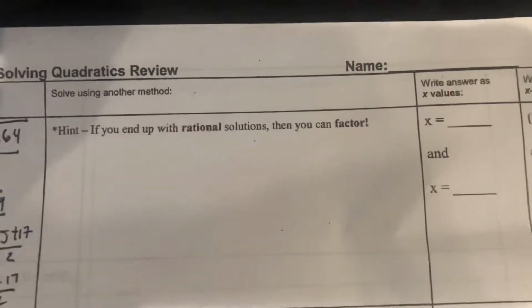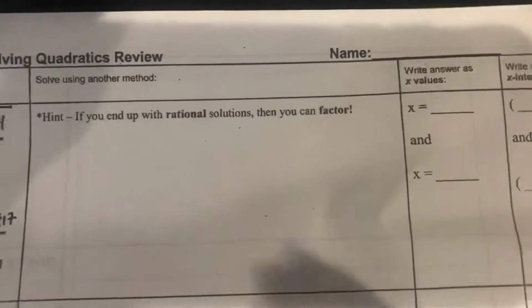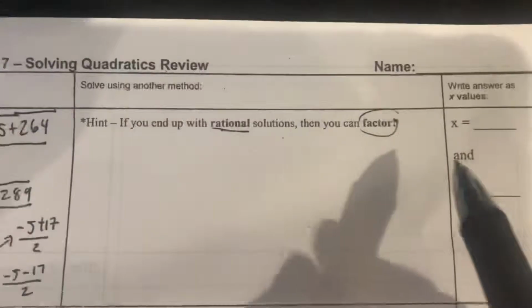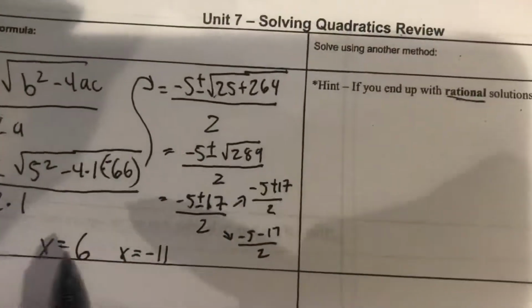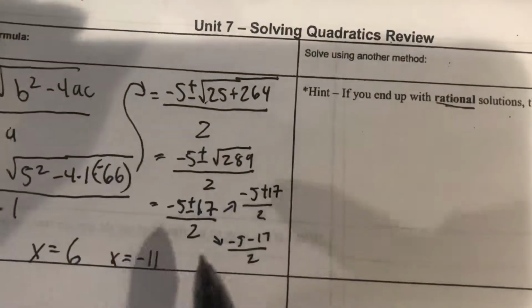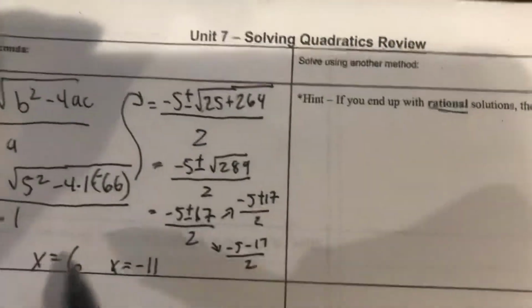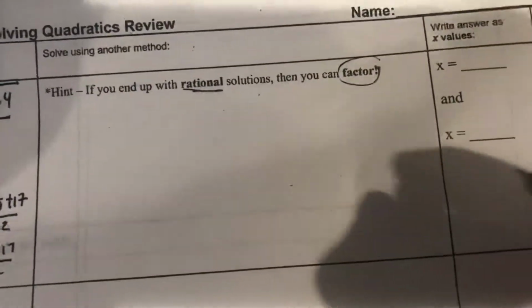Next box, solving using another method. Hint, if you end up with rational solutions, then you can factor. So rational solutions are solutions that don't have radicals. They do have repeating decimals. So that means I could do the factoring for this one.